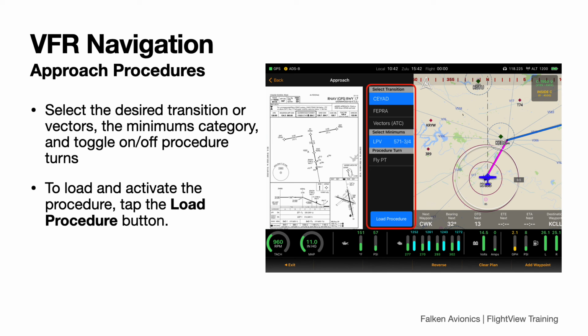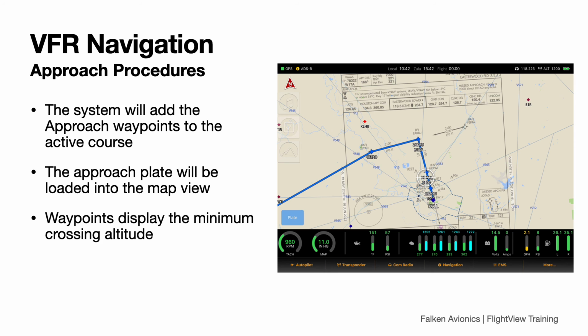Next, you'll need to select a transition, or pick vectors if ATC will be directing you to the final approach fix. Then, select minimums. Finally, tap the Load Procedure button to add the approach to your flight plan. The system will update your plan to include all of the procedure waypoints. It will also load the procedure plate into the map, allowing you to see the official FAA data and the FlightView course together. Note that the procedure waypoints at and after the initial approach fix are labeled with both the fix identifier and the minimum crossing altitude.